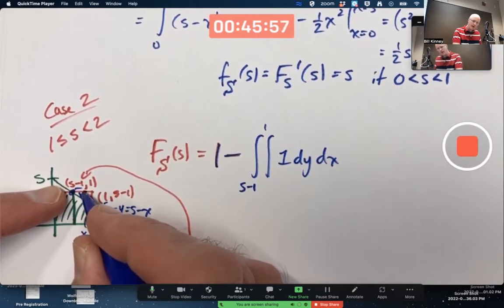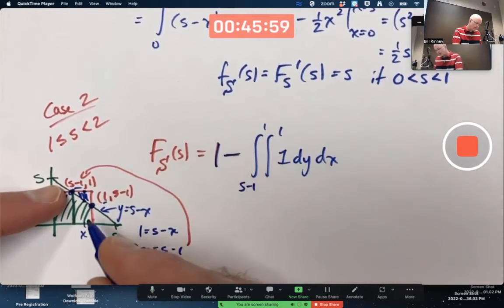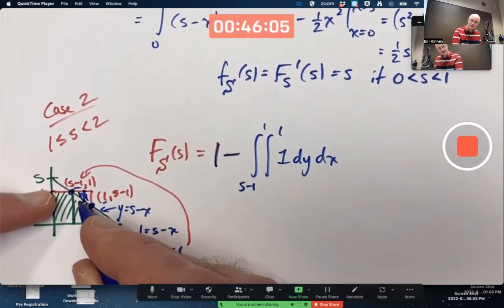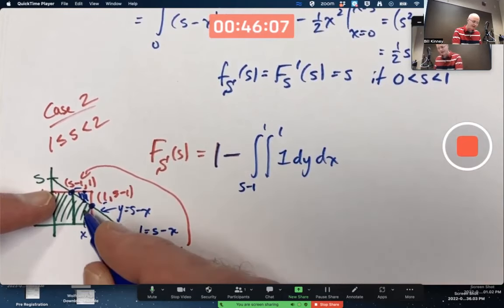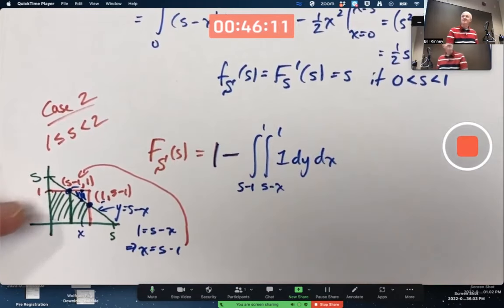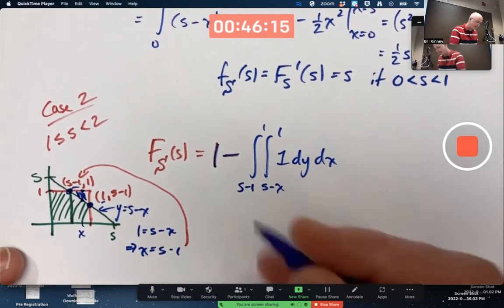The second coordinate of the top point is 1. This is a 1 here. What's the second coordinate of that point? For a fixed x, it's s minus x, right? Because the green line has equation y equals s minus x. Oh, this doesn't look so simple. But it's doable. Hang with me.